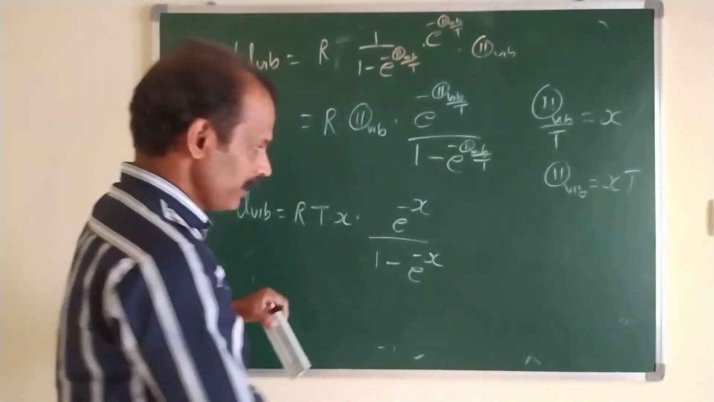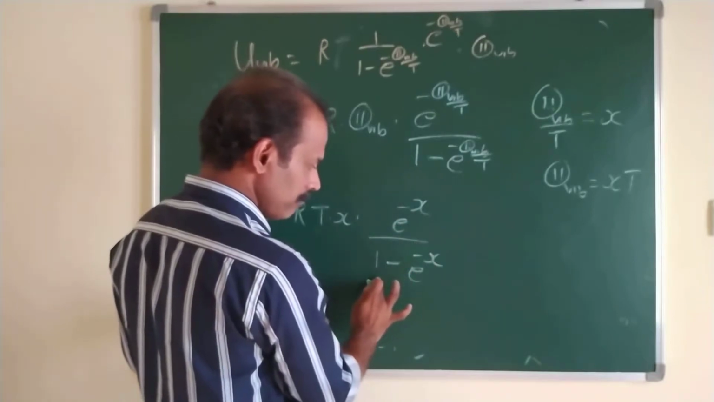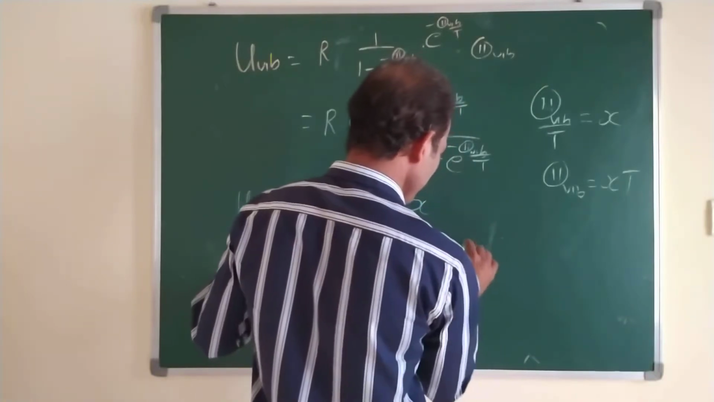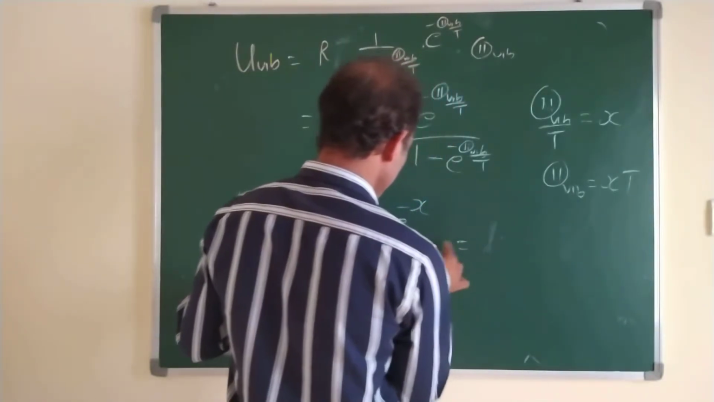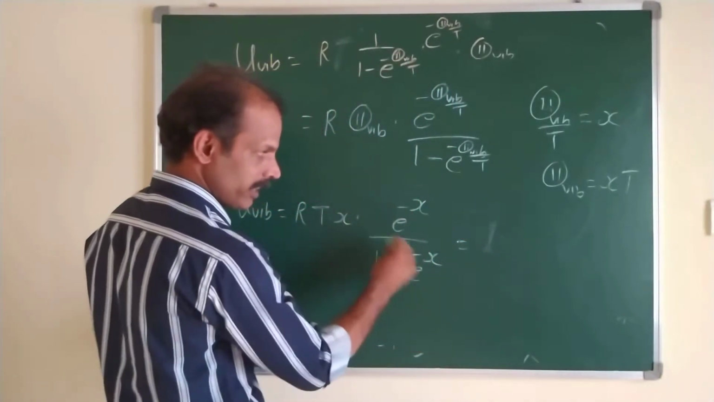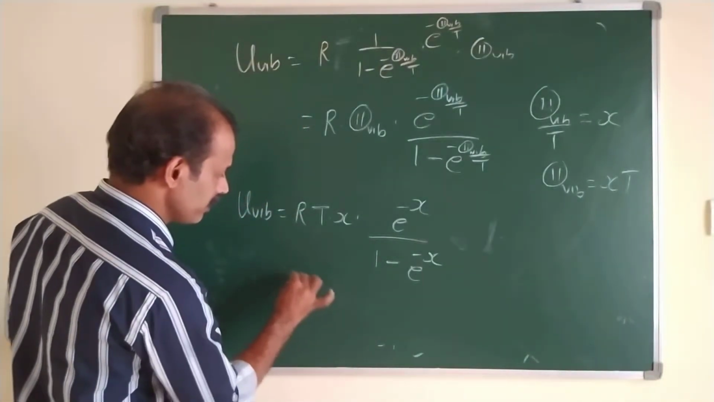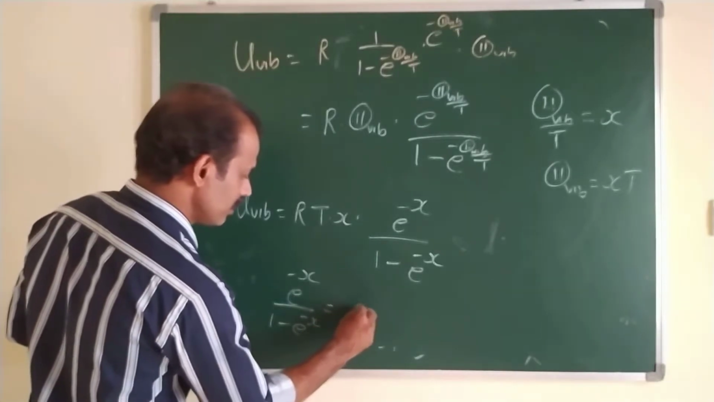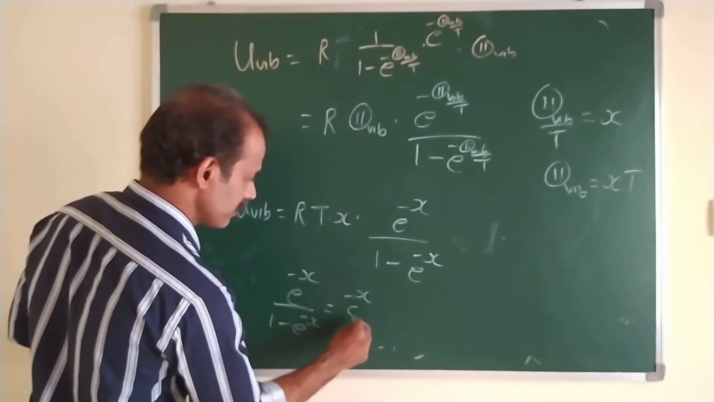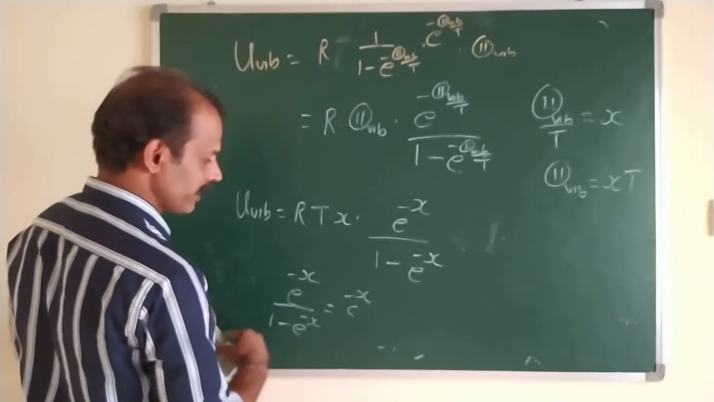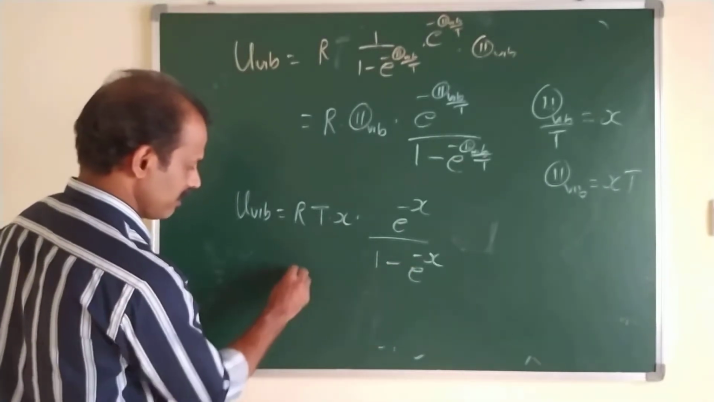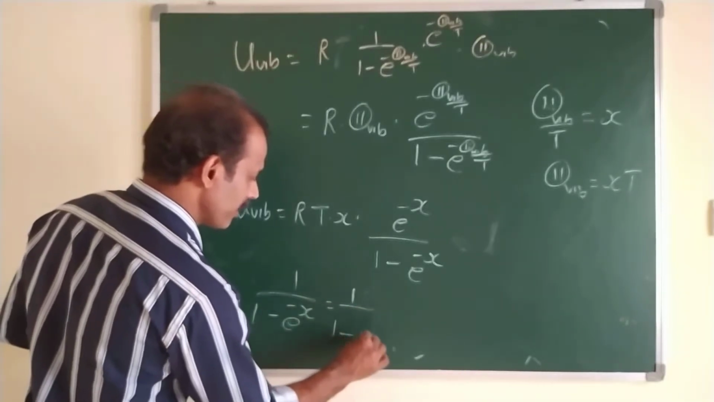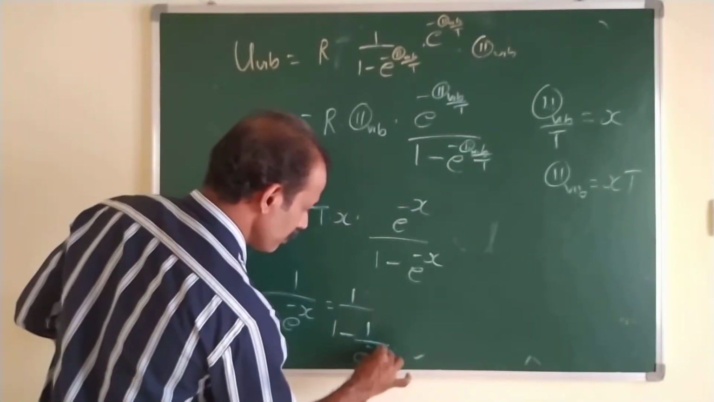Okay, but here e raised to minus x by 1 minus e raised to minus x can be written as this term, only this term, right? That is, e raised to minus x by 1 minus e raised to minus x is equal to, or we can write it as, 1 by (1 minus e raised to minus x), which is equal to 1 by (1 minus 1 by e raised to plus x).